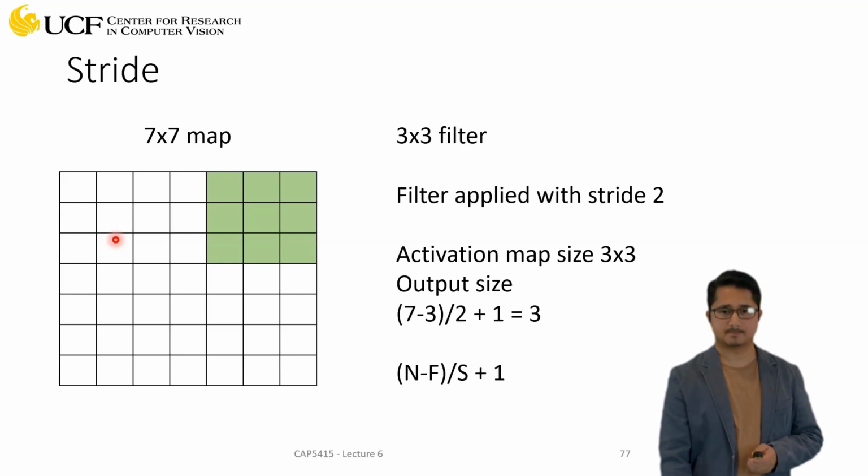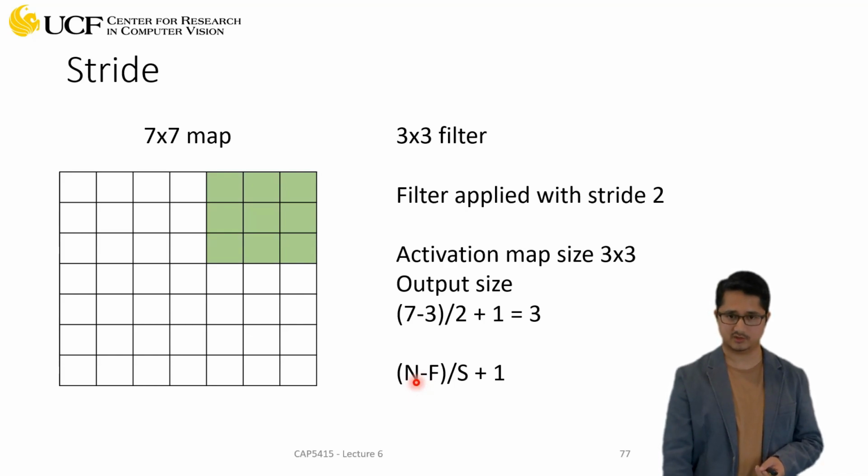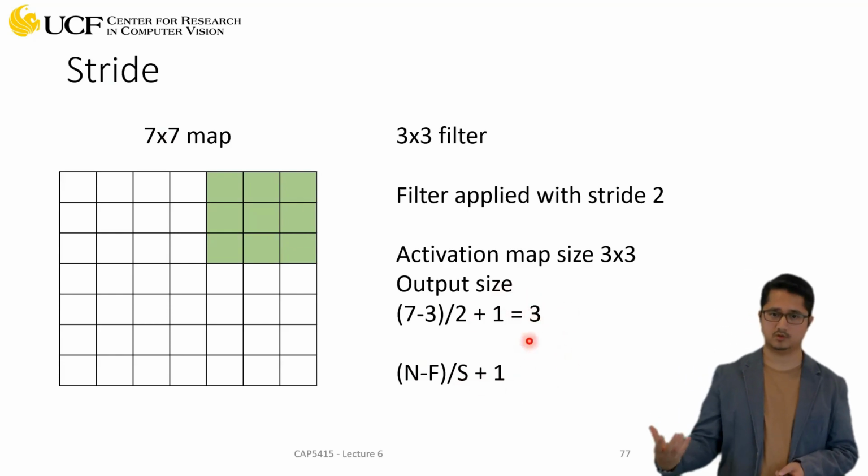Okay, so again, the formula we had, we can update to take stride into account. The formula now becomes: N is the size of your input activation map, F is the filter size, and S is the size of the stride. So this is your updated formula. And you can put these values here, 7, 3, and 2, and that's going to give you the shape of your output activation map.